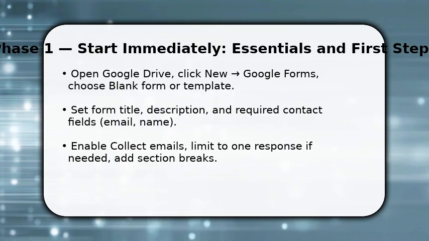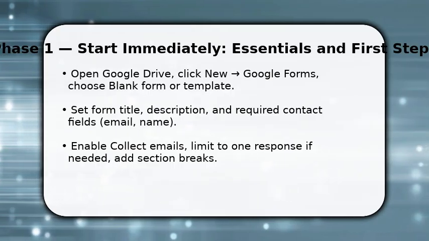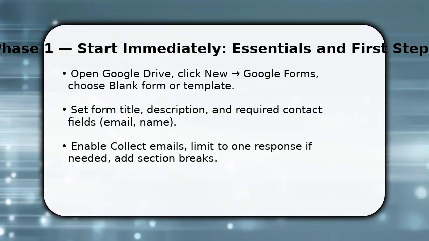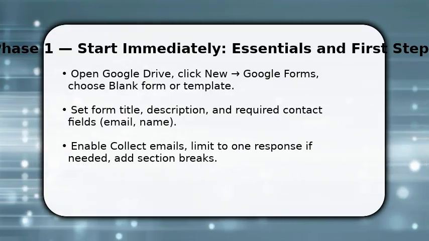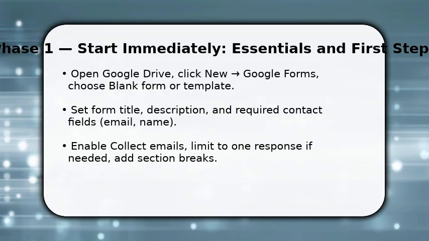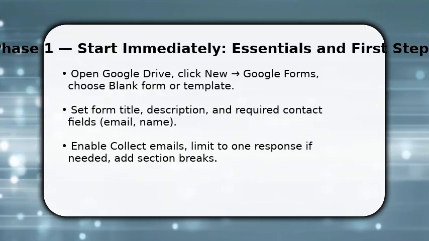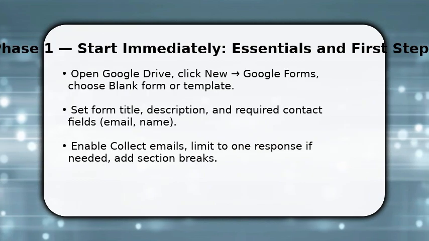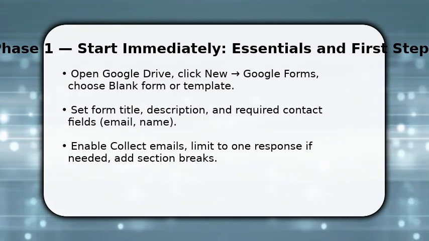Add essential fields now: full name, email, and any ID numbers, and mark them required to prevent missing data. Once done, enable Collect Emails and, if appropriate, limit to one response to avoid duplicates. These first actions ensure clean, identifiable registration entries and save time during later processing.